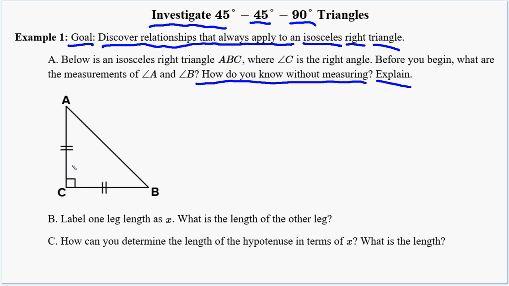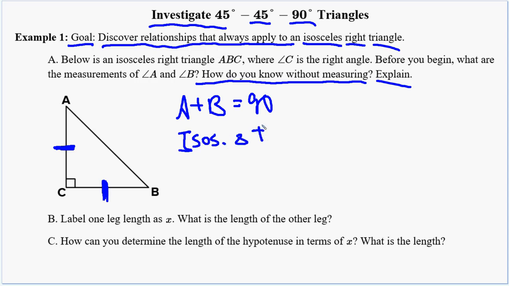Explain. Well, there's 180 degrees in a triangle. 90 degrees are used up in angle C, so that means A plus B have to add up to 90 degrees. Now notice that the sides here are marked congruent. AC is congruent to BC, and we had the isosceles triangle theorem. Isosceles triangle theorem basically says the angles across from the congruent sides will also be congruent angles. So that means A and B will be congruent, and there's only 90 degrees to split between them, so each angle has to be 45 degrees.